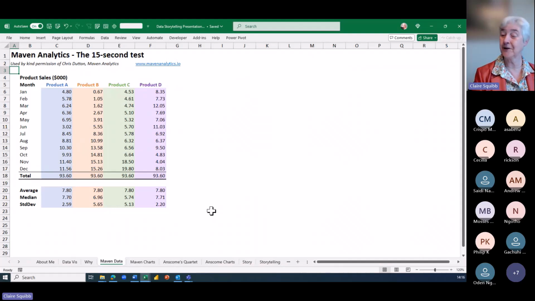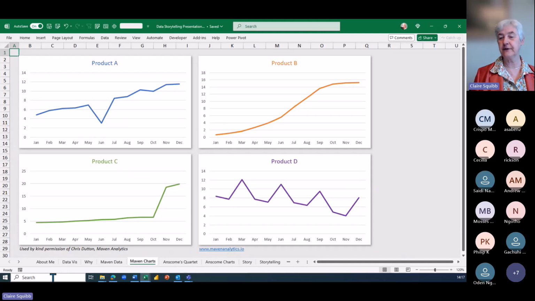Okay, has anybody got any insights about that data yet? I will show you what happens when we visualize it. Just looking at the figures doesn't tell you a great deal. But if we look at the data in charts, you can see that the different data sets are given quite different charts. So product A, you can see that on the whole it's steadily rising, but something happened in June. So you would want to explore that.